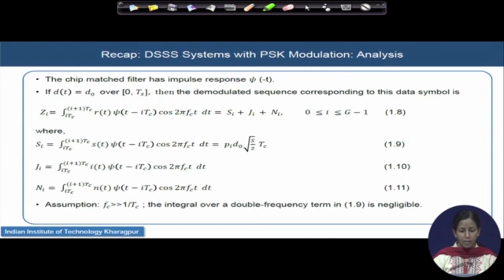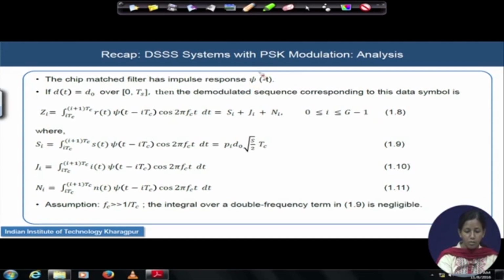As we understand, and as I have mentioned, the chip matched filter is already matched, its impulse response is psi(-t), matched with the chip waveform. Let us consider that we have transmitted d(t) equal to d0. We understand that the transmitted signal can be either d0 or d1, corresponding to message bits 0 and 1, and d0 is transmitted over the symbol duration Ts, and then the demodulated sequence Zi.